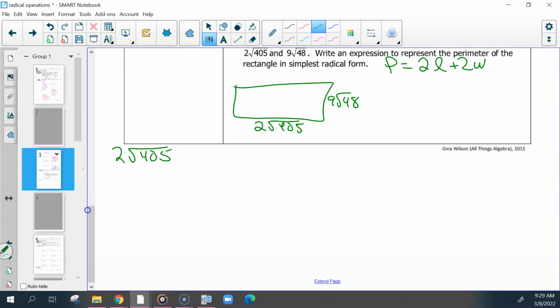So if you don't know, start dividing. 81 and what? So that would become 9 times the square root of 5 times this 2 out here. So 18 times the square root of 5.